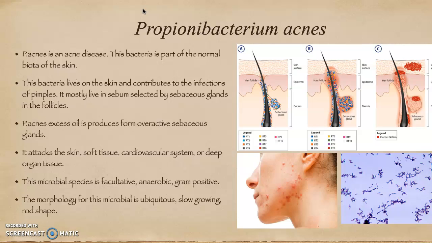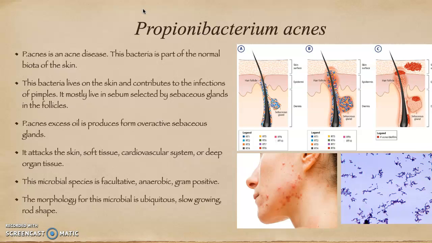It attacks the skin, soft tissue, or even deep organ tissues. This microbe is bacterial, anaerobic and gram-positive. The morphology for this microbe is slow-growing and it has a rod-like shape.